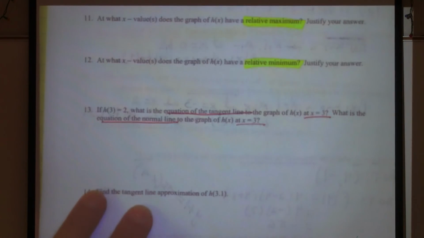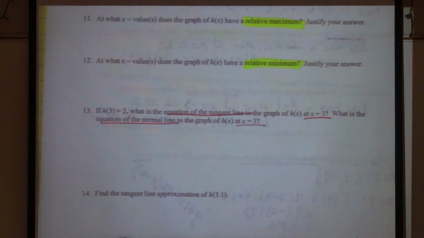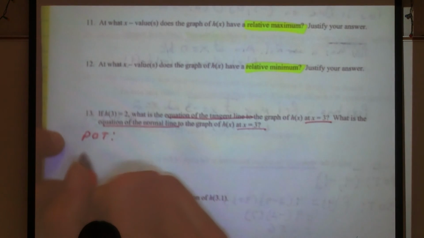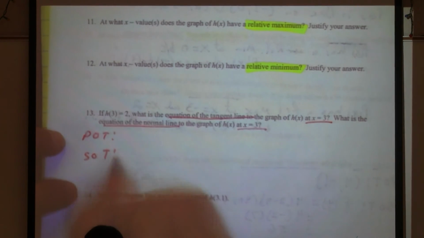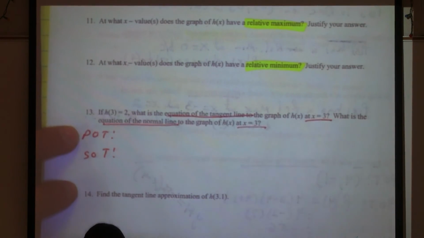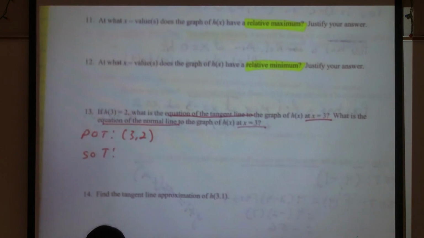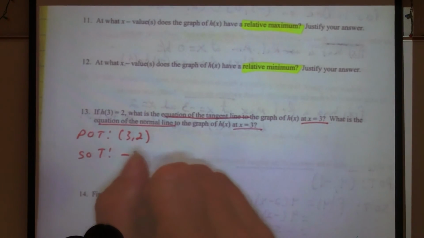So they want the two equations. So let's find the tangent line one, and then once we know that one, we can get the normal one, right? So again, we need our point, and we need our slope. So what will be my point of tangency? 3 and 2. 3, 2, beautiful. What will be my slope of the tangent line? At 3. Negative 3?